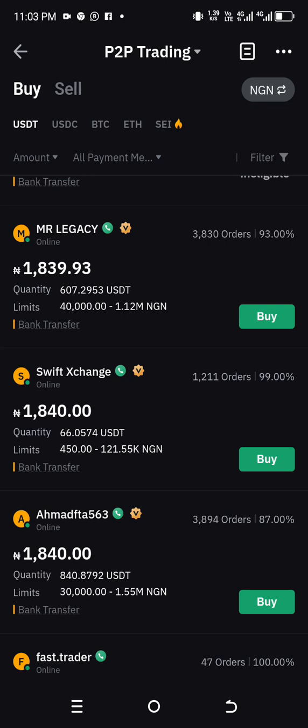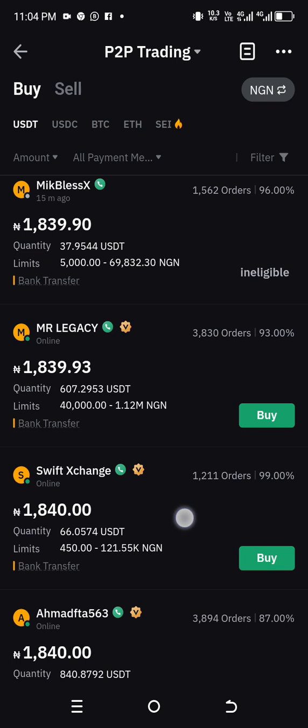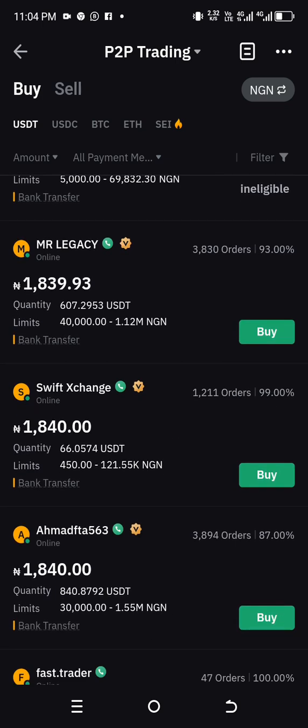Before going into this, I would like to check on Binance and see what exactly we have here. Don't forget, you can see the rates here. One person is selling at 1839 here, and another person is selling at 1840 here.